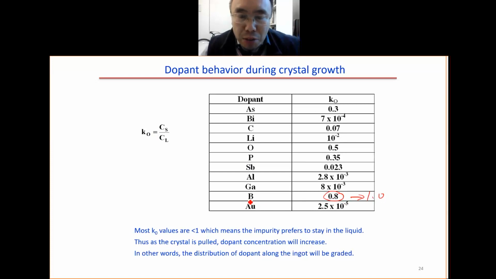As a result, the boron doped wafer is cheaper than other wafers, because if you make a big cylinder, the dopant along the top and the bottom is more uniform than other wafers. Phosphorus is 0.35, antimony is 0.023, and arsenic is 0.3.